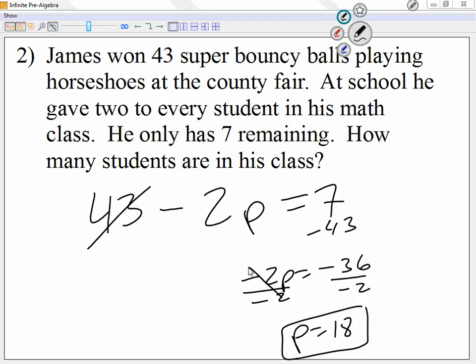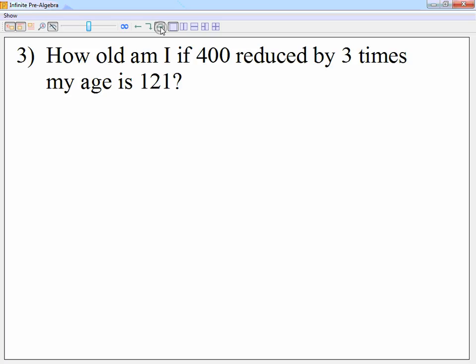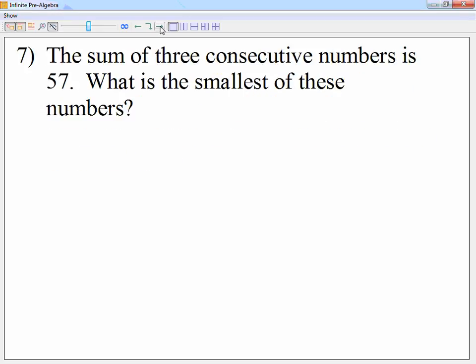So basically, set it up and solve for the letter. Use letters that make sense, like P for people. In number 2, I used A for allowance. But now, let me skip to number 7.